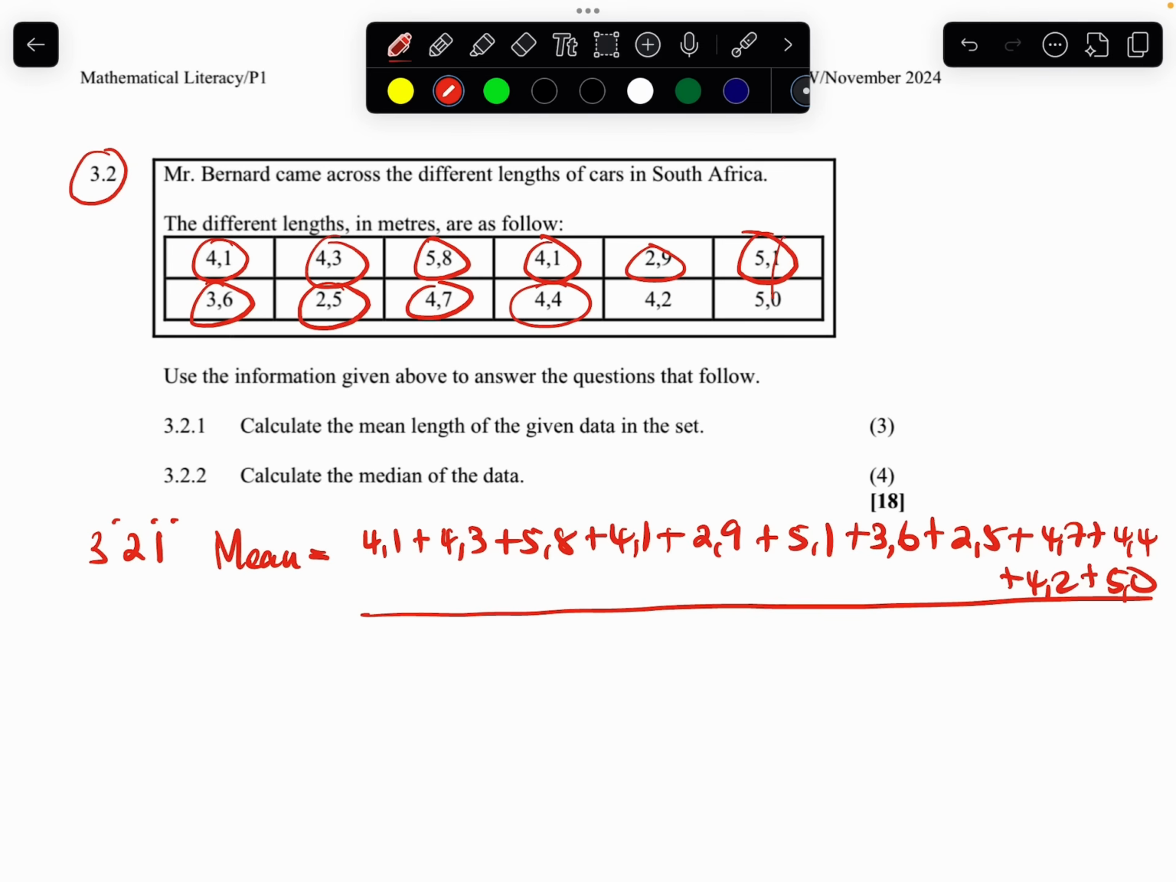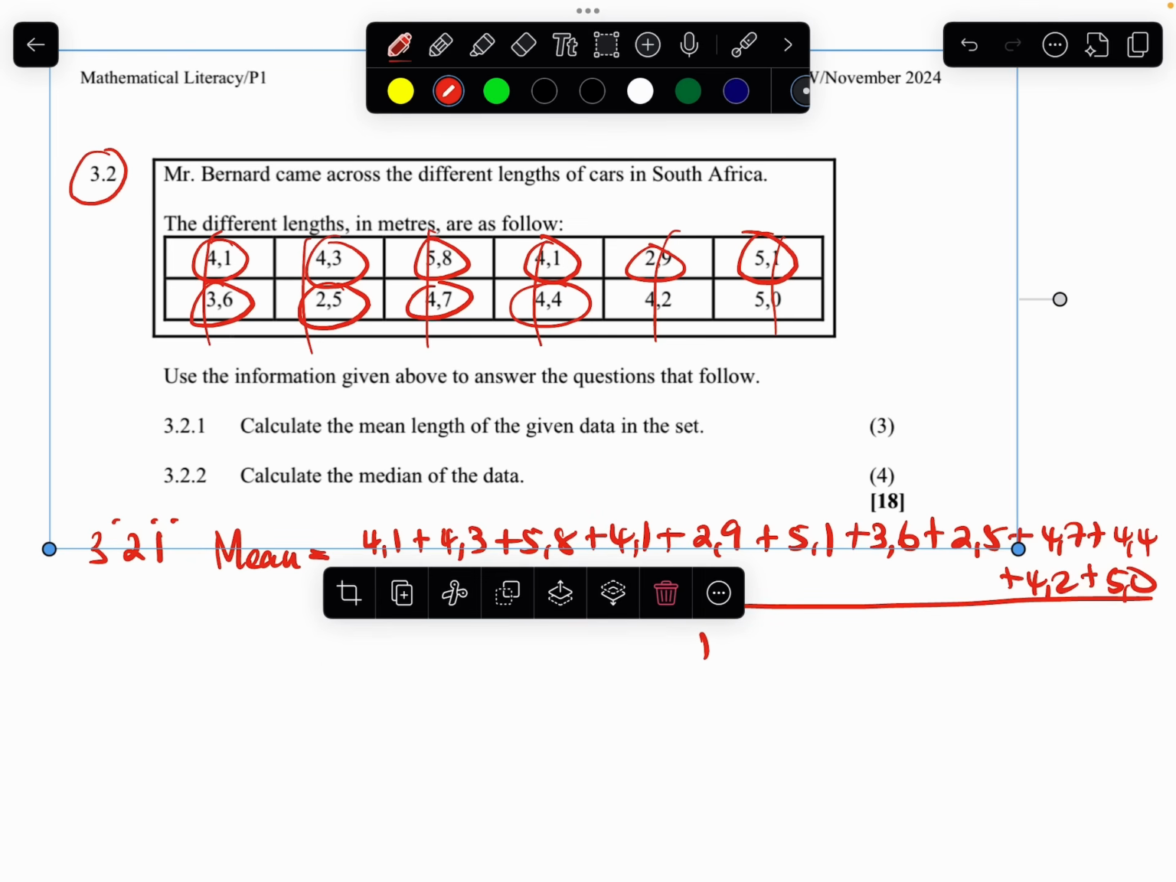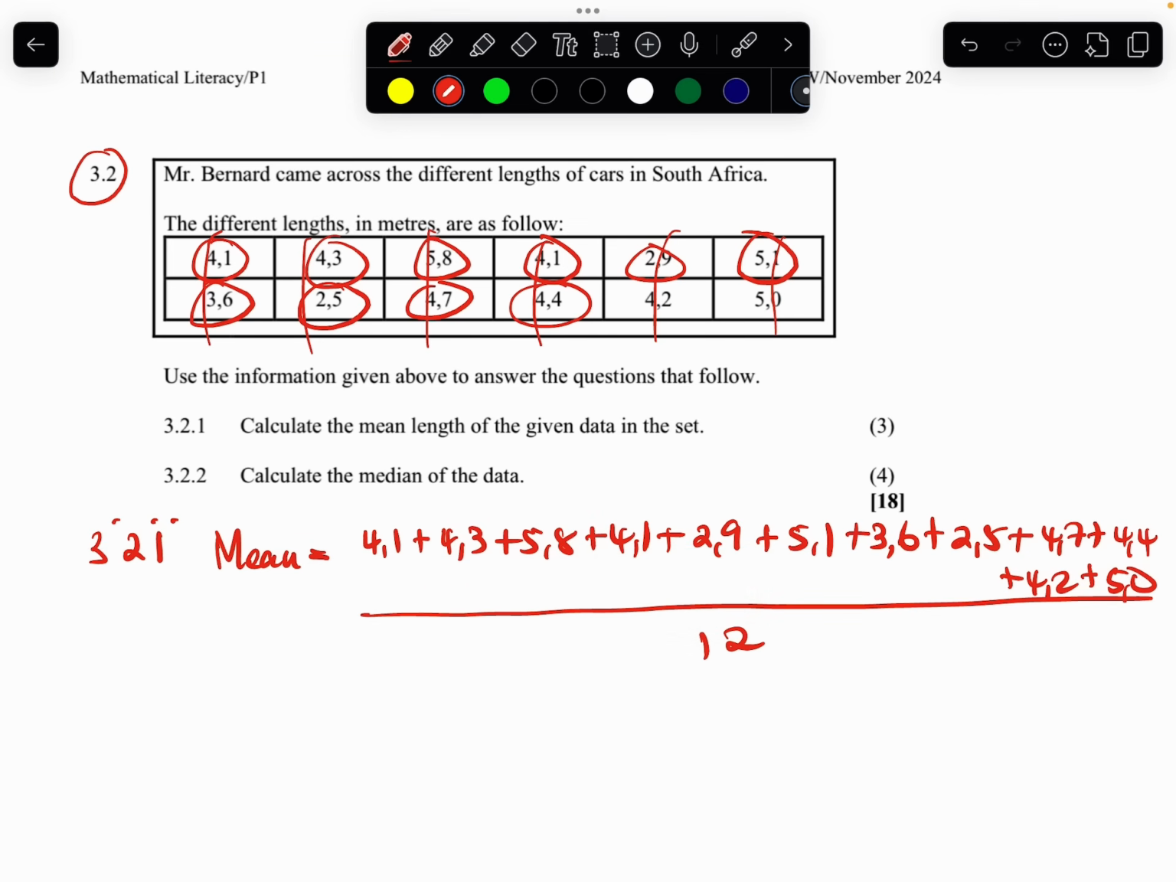Remember, these numbers are 2, 4, 6, 8, 10, 12. So we divide by 12. If you punch that in the calculator, it's going to give you 4.225. You can round off your answers to two decimal places, so it's going to be 4.23. That's your average of the length of the car.